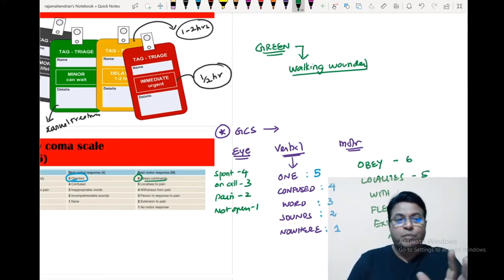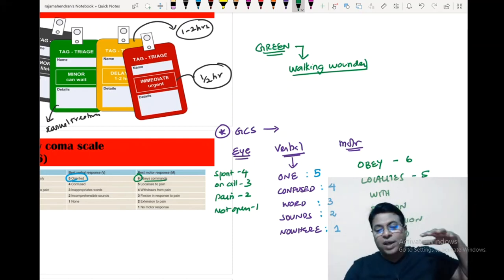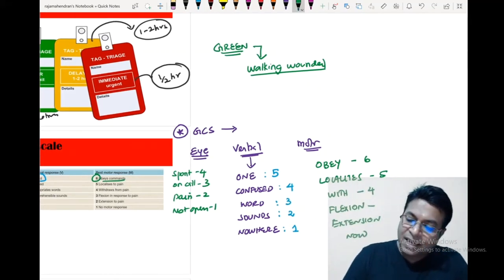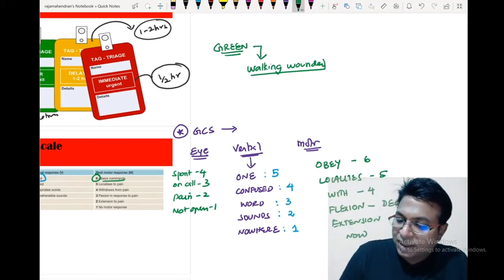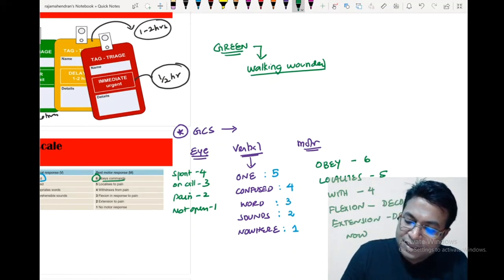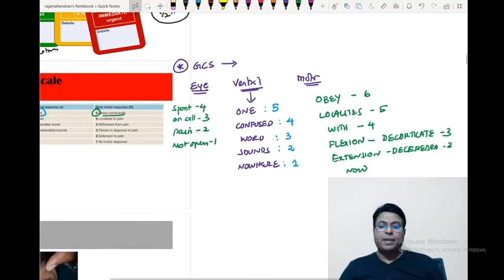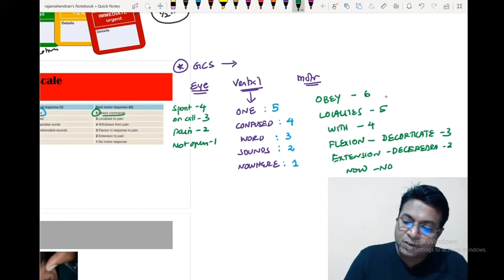Localizes pain is 5 points. When you touch him, he is withdrawing. Withdrawal is 4 points. Flexion deformity is seen, that means decorticate rigidity, which is 3 points. Decerebrate rigidity is 2 points. And no response is 1 point.